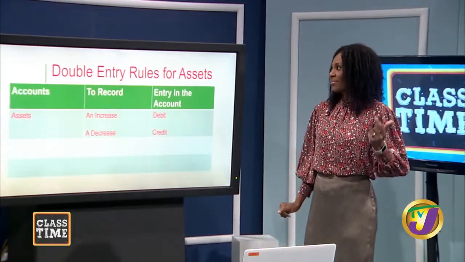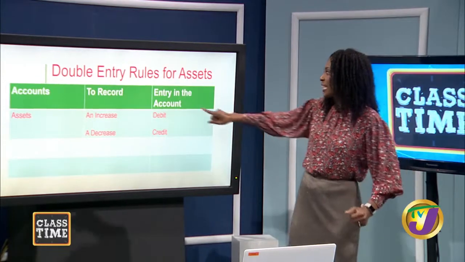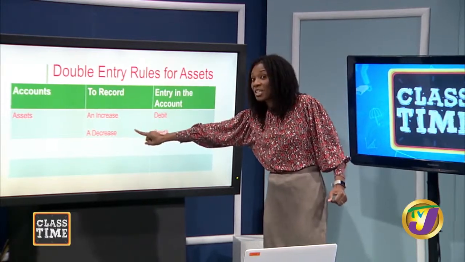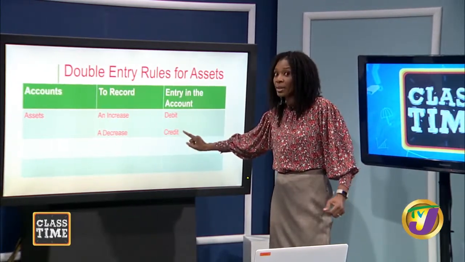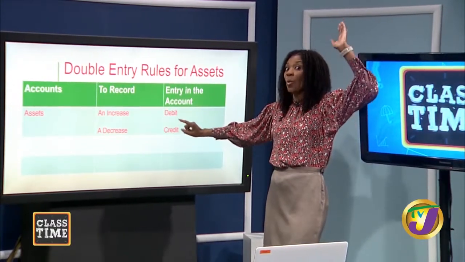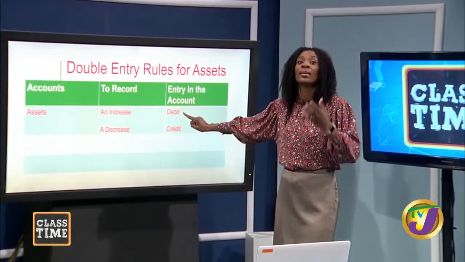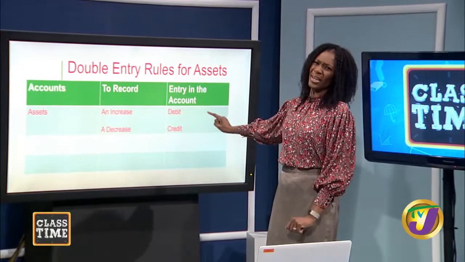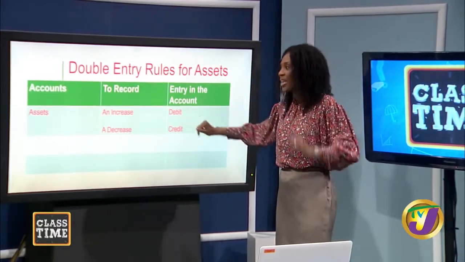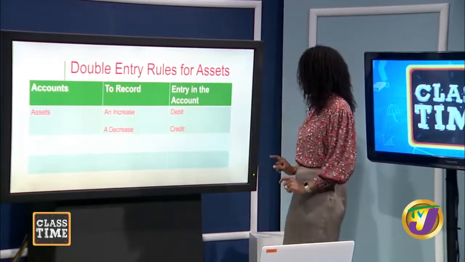For refreshment, the double entry rule that governs asset states that whenever there's an increase in asset, we do what? Debit. And whenever there's a decrease in asset, we will credit. So therefore, when we purchase goods, students, we're going to have a what? Increase. So what will we do to the account? Very good. You're learning, man. Every child can learn and every child must learn. We will debit the account. And when there's a decrease, we're going to do what? Credit the account. All right, good.